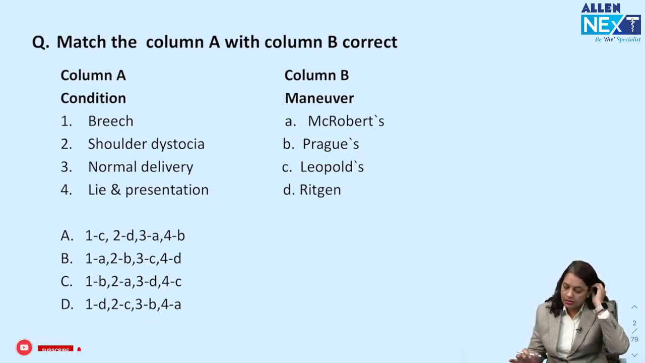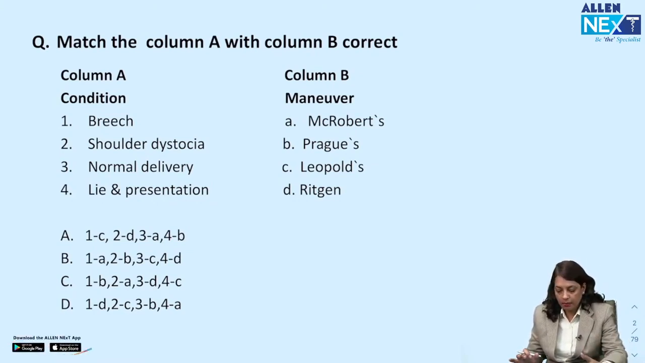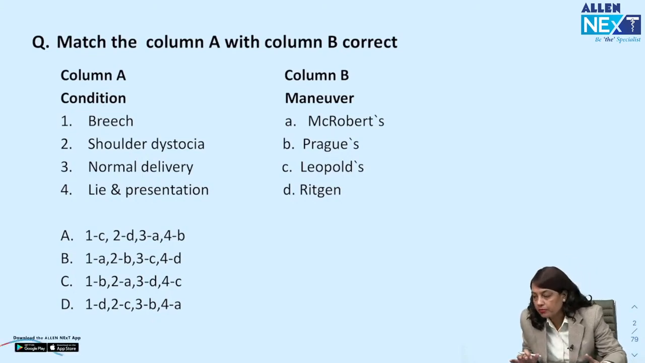My first question begins, match column A with column B. In column A, it is 1, breech, number 2, shoulder dystocia, number 3, normal delivery, number 4, lie and presentation. And the maneuvers for these conditions are McRoberts maneuver, Prague's maneuver, Leopold's maneuver, and Ritgen maneuver.